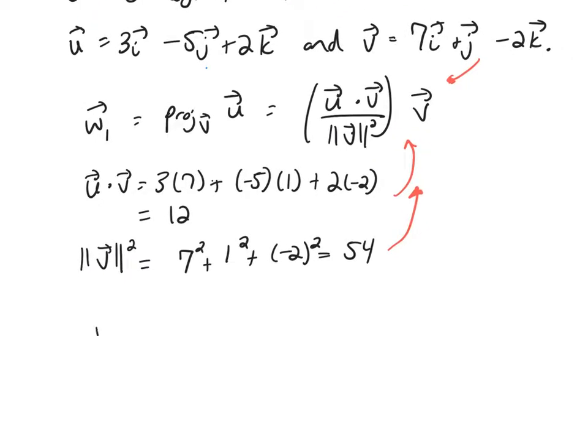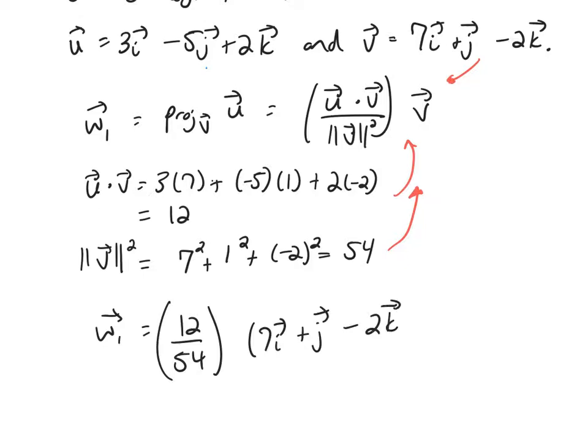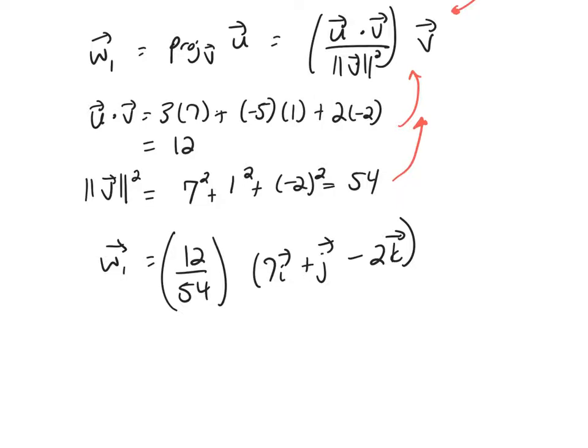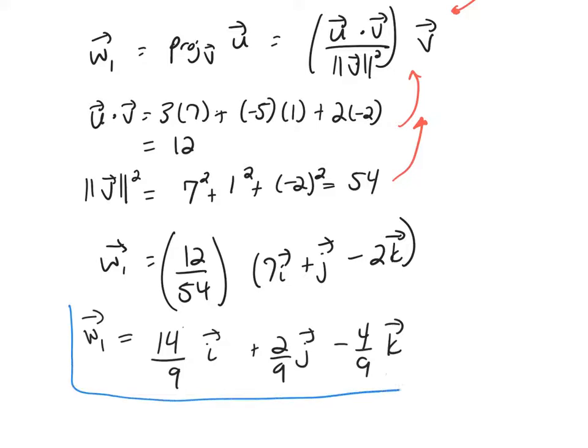So this vector W1 is going to be 12 over 54 times the vector 7i plus j minus 2k. And if you distribute and simplify it down, you'll get the vector 14/9 i plus 2/9 j minus 4/9 k. So there's my projection vector right there.